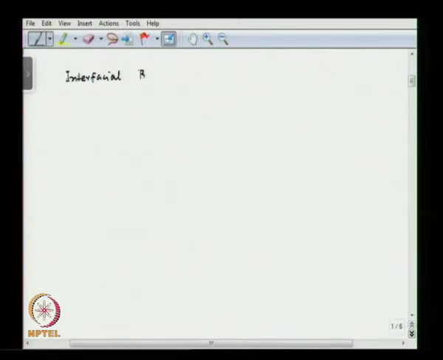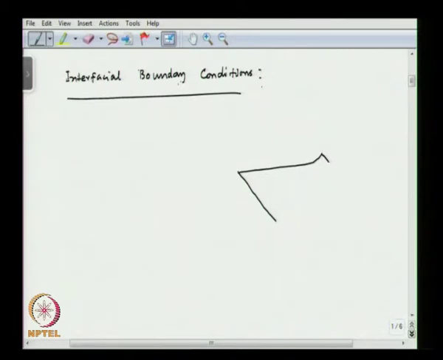Interfacial boundary conditions. So let us draw a surface interface. Let us say this is an interface between two fluids, okay. So this is the interface, and let us say this is fluid 1 and this is fluid 2.